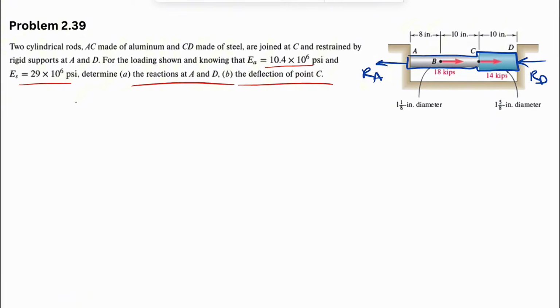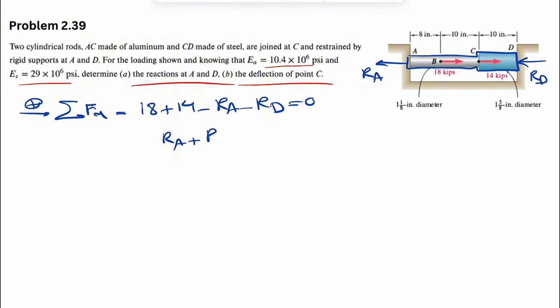So these are the correct directions, and if we do the sum of all forces in X equals 0, this is our X direction, we basically have 18 plus 14 minus RA minus RD equals 0 because of our equilibrium condition. Nothing is moving in here, we're in a static condition, so RA plus RD is 18 plus 14, which is going to be 32 kips.